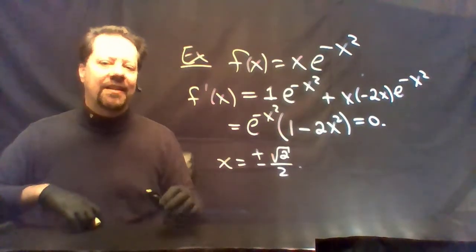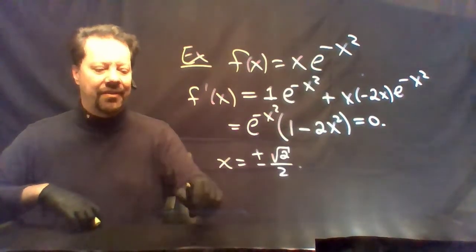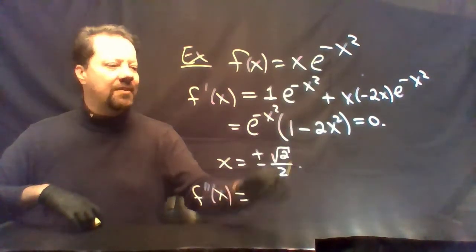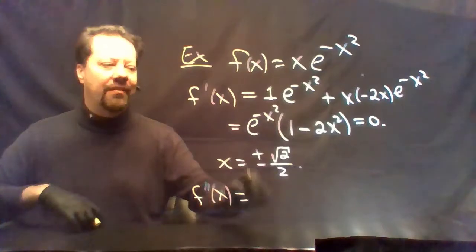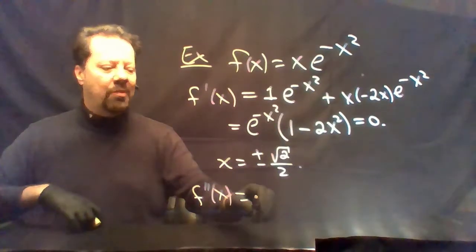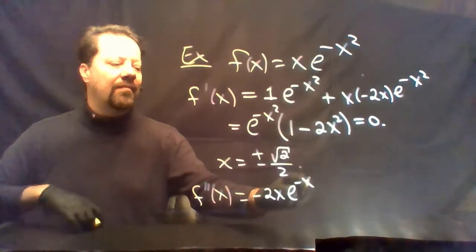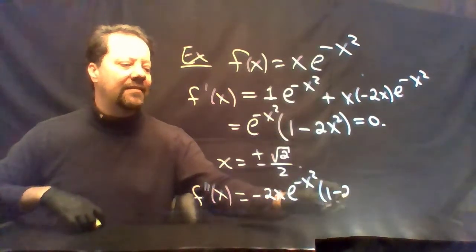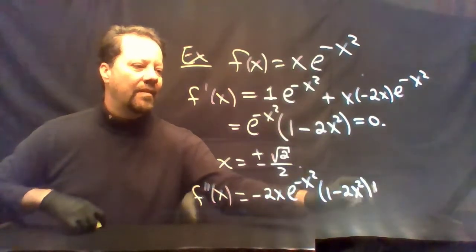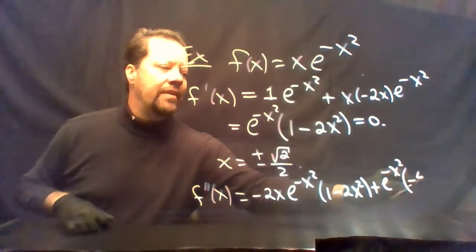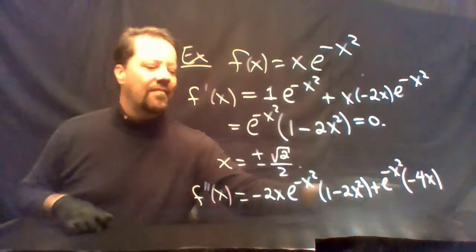We're going to classify these using the second derivative test, not the first derivative test. So calculating the second derivative also requires the product rule, derivative of the first times the second plus the first times the derivative of the second.